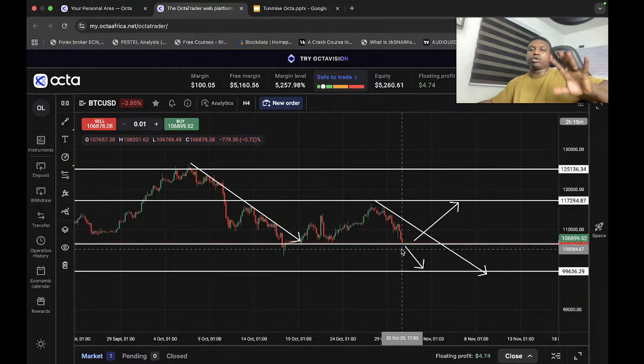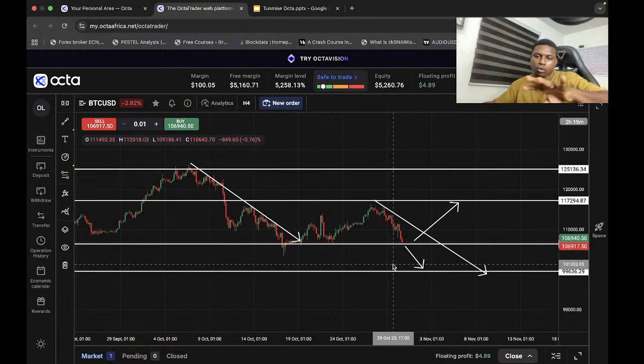So I won't be taking any trade on the Bitcoin market because of the current market condition. I would expect two things before I take a trade: either price bounces away from the support zone, or price breaks out of the support zone. When price breaks out of the support zone, then I'm selling. When price bounces above the support zone, then I'm buying. Okay, so good.